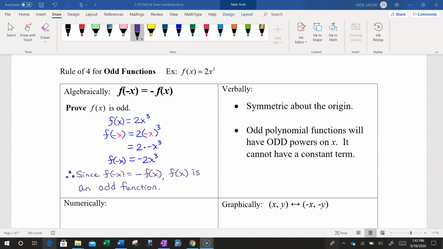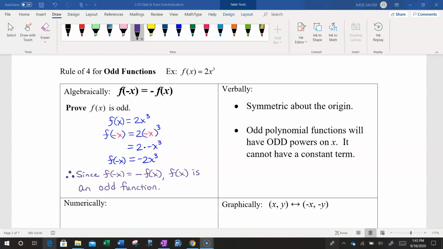By the way, if you've never seen those 3 little dots before, we use those a lot in math. They're like the little 3 dots that make a triangle, and they just mean, in conclusion, therefore. So since f of negative x equals negative f of x, it is an odd function.